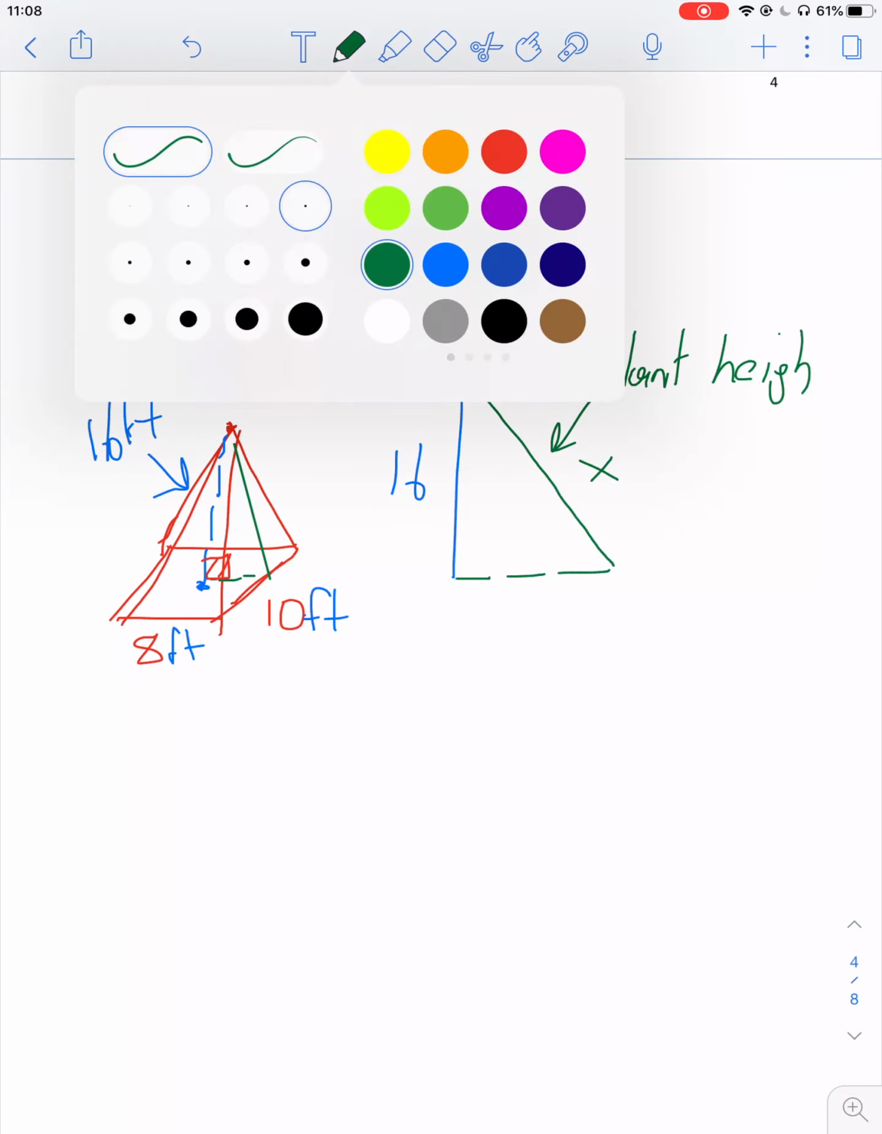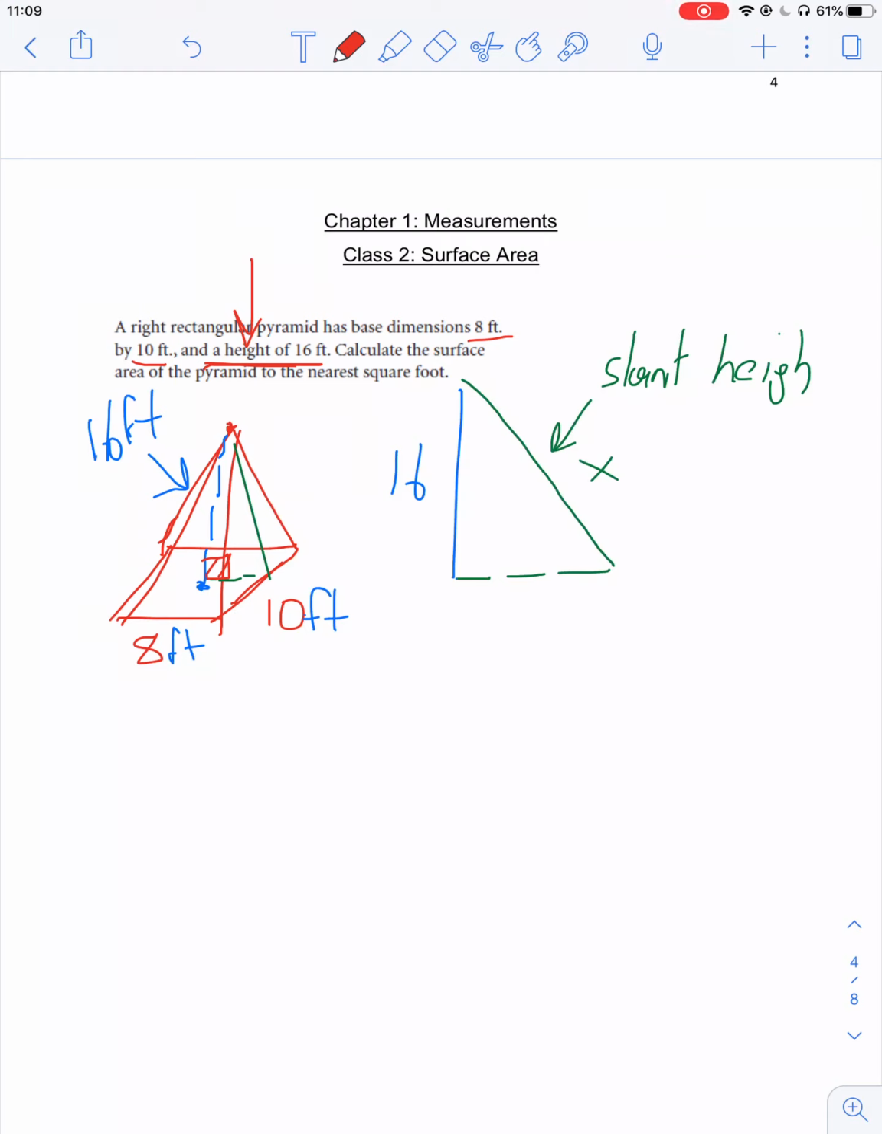Now you might think that you don't know what this value is, right? You might think that maybe I should have used a different color for this. Okay, so let me just use red. You might think that you don't know what this is, but you do, because as you can see over here, the height always touches the middle of your pyramid.